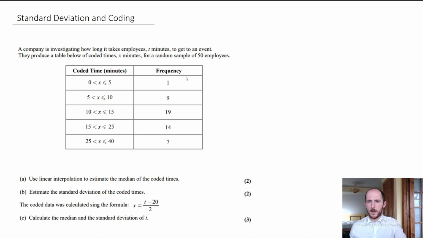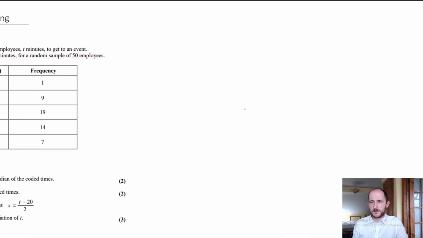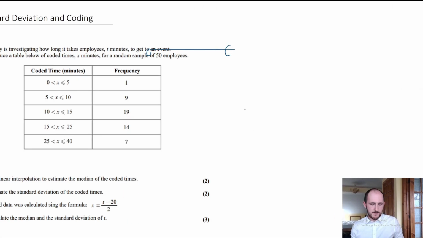So, when we look at standard deviation and coding, what is it? Well, let's start off with the coding aspect, because that's what's going to come up first in our questions. So, coding may sound like something that we do in computer science, and it is what we do in computer science, but coding is just a method by which we simplify data.